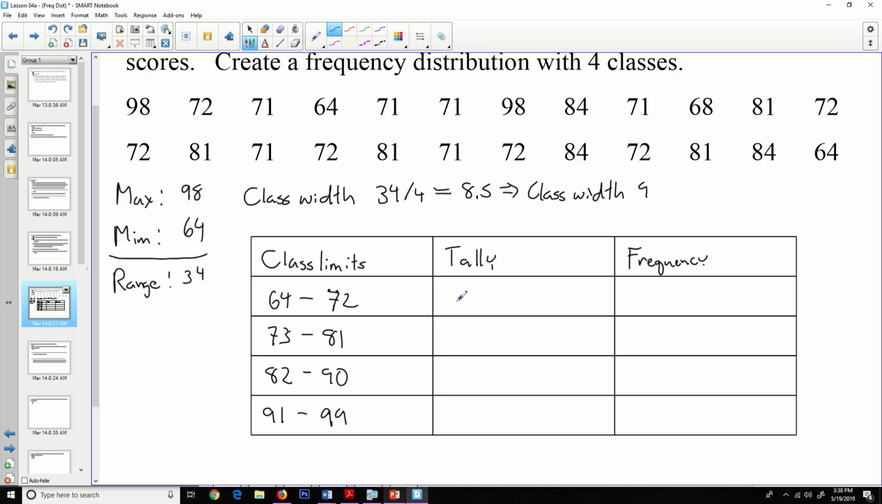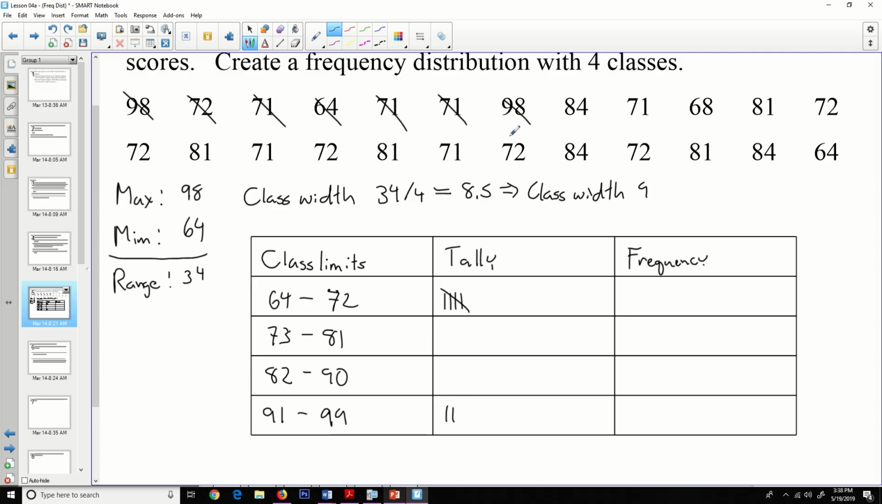So now we're going to go through and make a count, a tally, of all of the values that lie in each of those limits. This first one, 98, lies in that fourth class. Then we have a 72, so we'll put a tally there. 71 is also in that, we'll put a tally. 64 is also there, put a tally. 71, a tally. 72 brings us to 5.